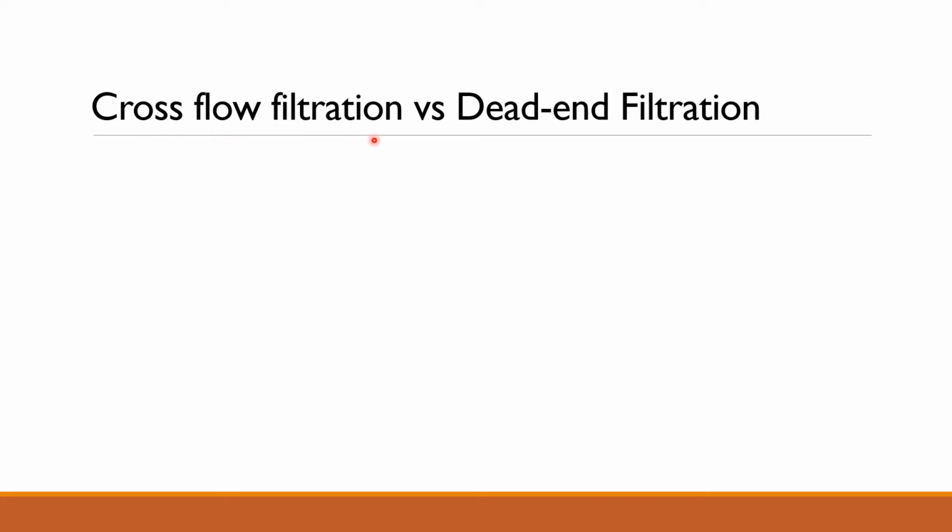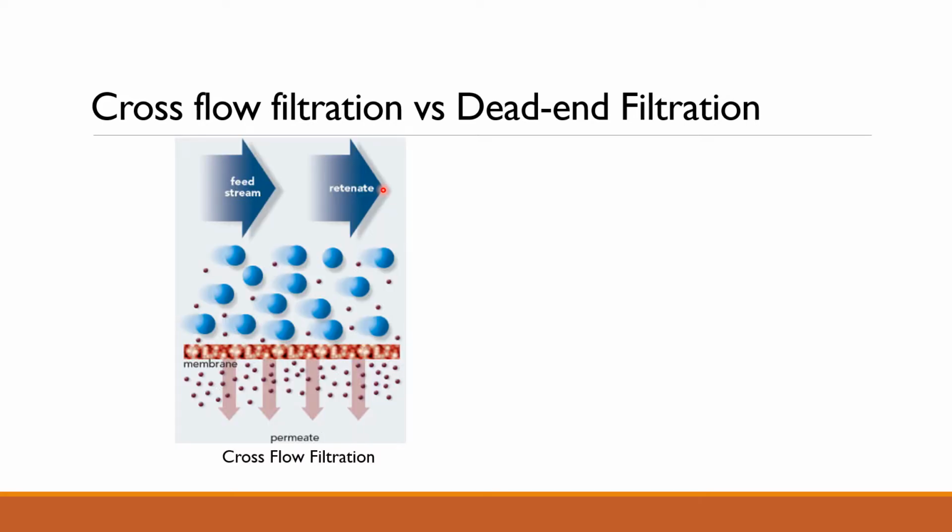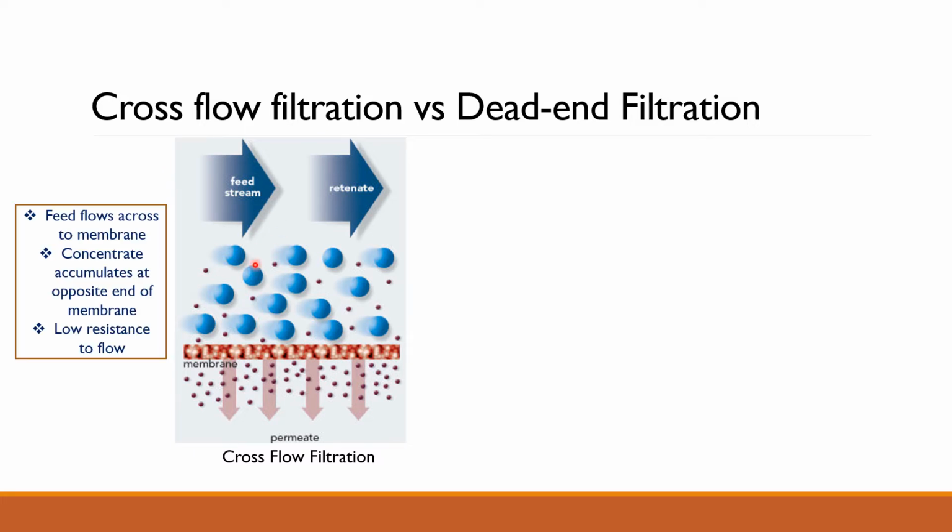There are two types of filtration processes, that is cross-flow filtration and dead-end filtration, depending upon the direction of the feed flow. First one is the cross-flow filtration. As you can see in the picture here, the feed stream flows across the membrane, whereas the concentrate or the solid particles which are present will accumulate at the side of the membrane. And in this type of filtration, low resistance to the flow is offered.